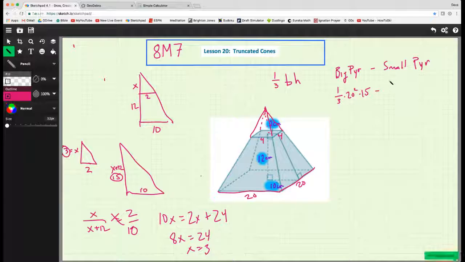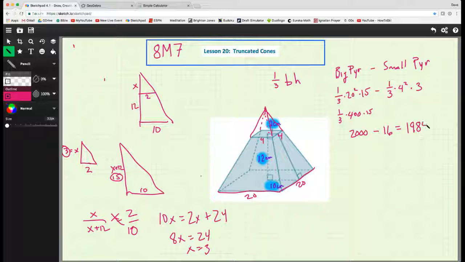minus the small pyramid, which is 1/3 of base. The base is 4 times 4, because it's a square, times 3. That's our height. All right. 1/3 of 20 squared is 400 times 15. 15 times 1/3 is 5 times 400 is 2,000. Minus 1/3 times 4 squared times 3 is just 4 squared, because 1/3 times 3 is 1, times 4 squared is 16. So 2,000 minus 16 is 1984. 1984, and our units are cubic centimeters.